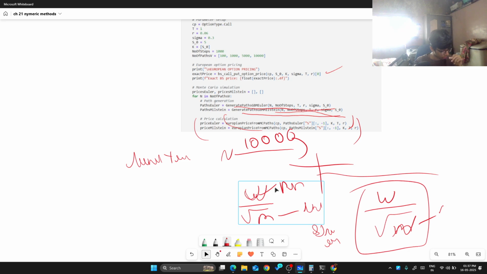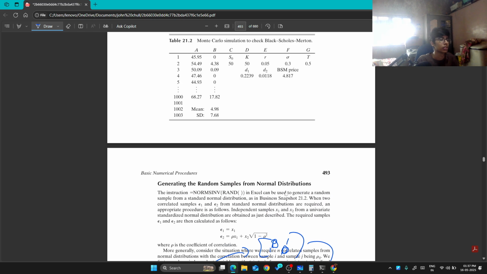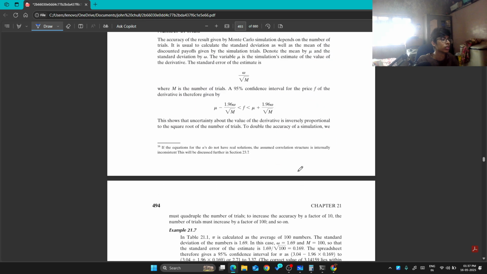And the number of trials. Okay, we found that. Let me go with the book. Now it is easy. With a 95 percent confidence interval, this formula is there.